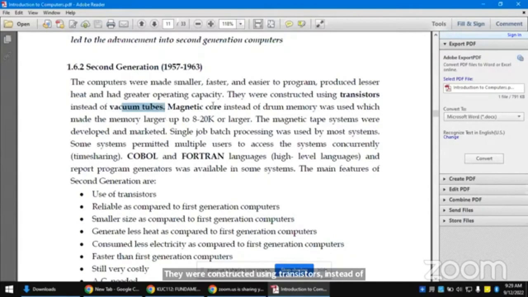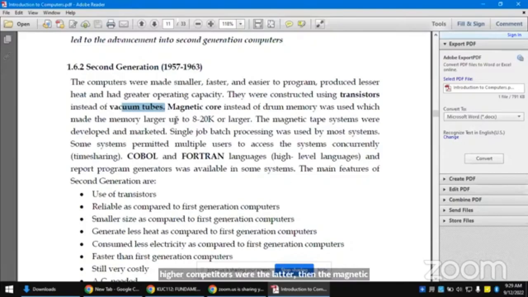Then magnetic core instead of DRAM memory was used, which made the memory larger, up to 8 to 20 kilobytes or larger. So you can look at the storage capacity was a bit higher compared to the latter. Then the magnetic tape systems were developed and marketed.